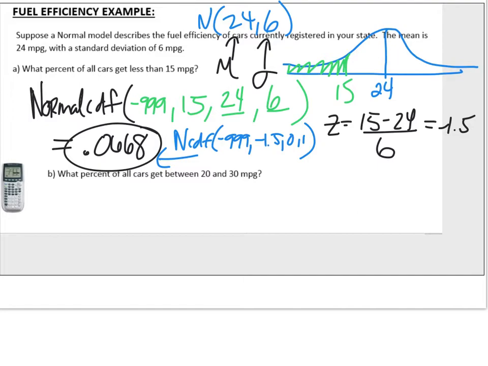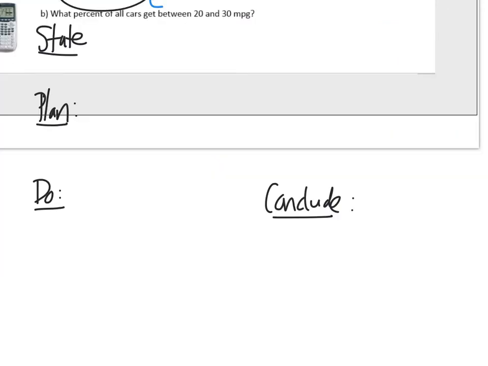I'm going to be careful on my calculator speak that if I do normal CDF, I'm going to highlight that that's the mean and standard deviation, and we're good. Now, part B here I'm going to do in the state, plan, do, and conclude format, so you can see how one of those works if you're asked to be more detailed. So I got it set up really quickly with the 4 components.